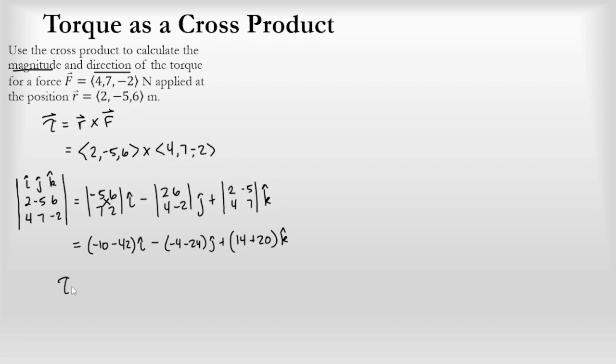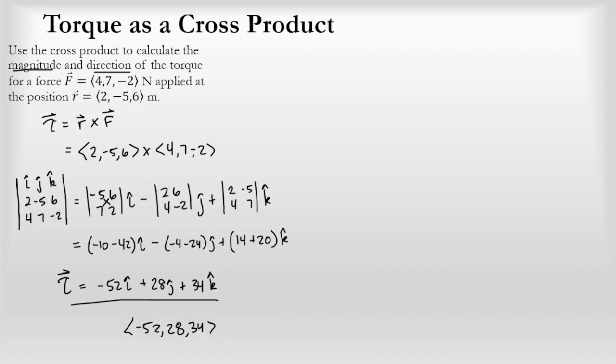And so the torque here simplifies very nicely. I get a negative 52 in the I hat, minus a negative 28 in the j hat, and then plus 34 in the k hat direction. So this would be the torque in just x, y, z, right? I could write it as negative 52, 28, 34, right?